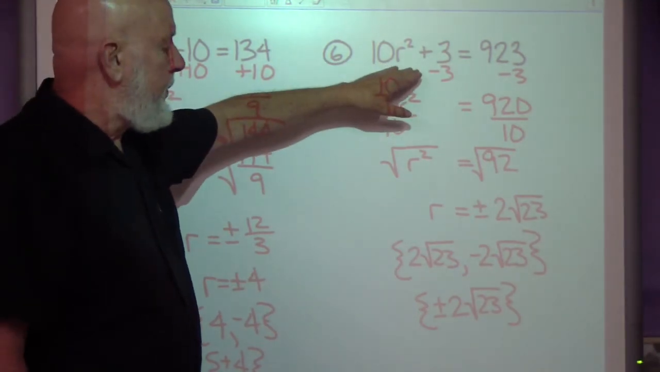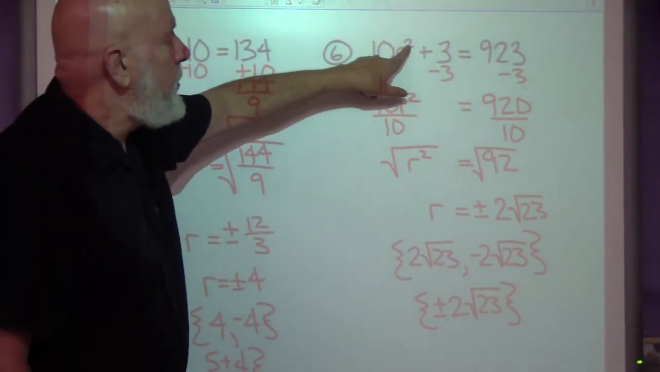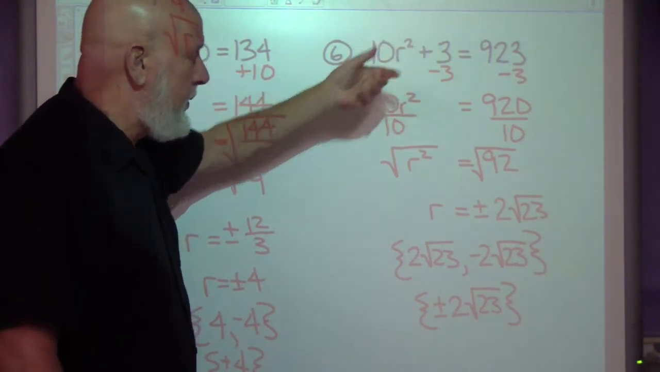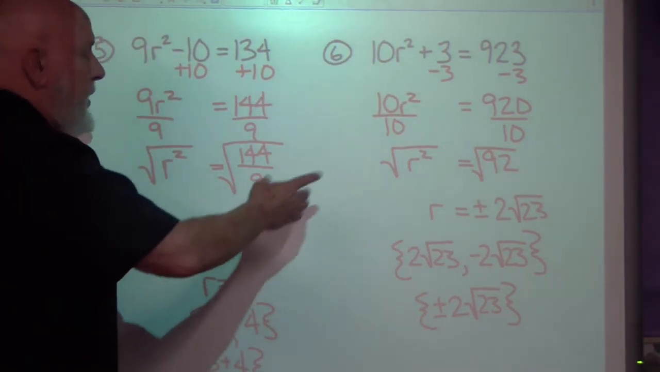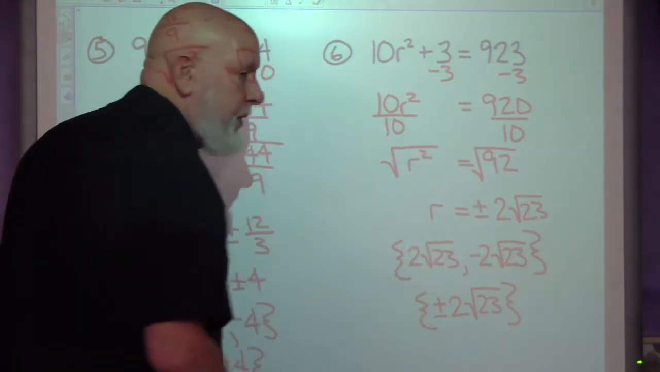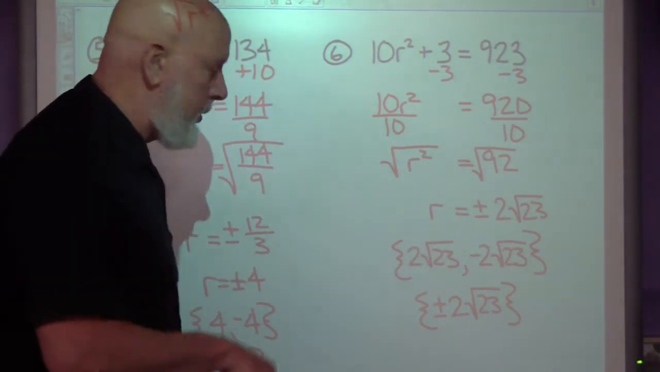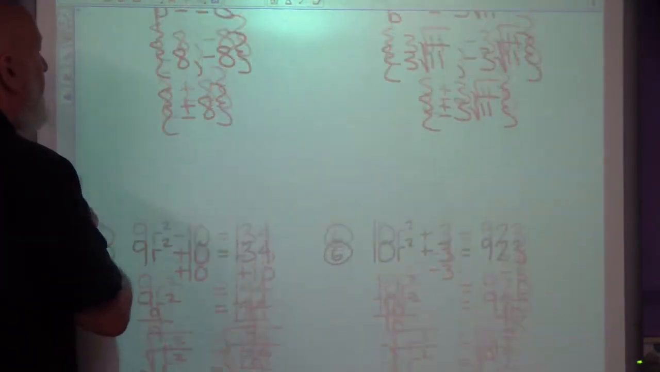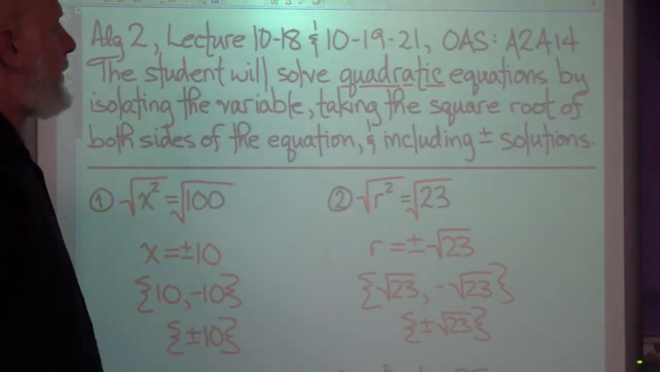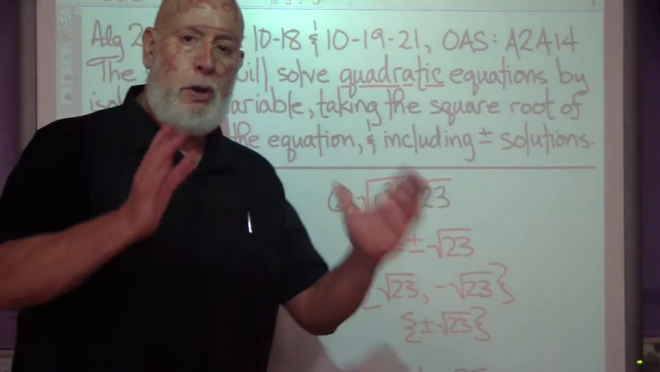There we are. Solving quadratic equations, if there's only an r squared term, there's not an r term, there's not a linear term, we just isolate it just like we did in pre-algebra, and remember to include positive and negative roots or solutions. And that was our objective. You can do this.